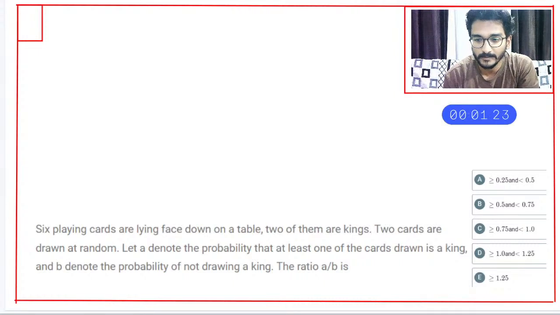Hello, Shubham. Good to see you on time. So solve this question, find out the answer.